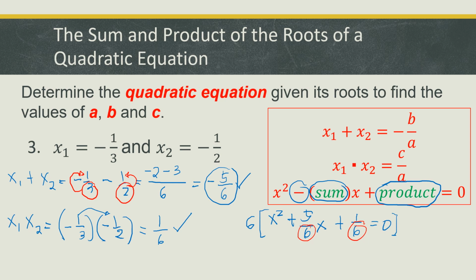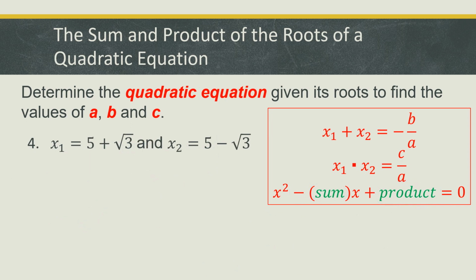Right? So 6 times x squared is 6x squared. 6 times 5/6 is 5 followed by x. 6 times 1/6 is 1. Sorry, this is 6x squared plus 5x plus 1 is equal to 0. And there, we can now have a, which is 6, b, which is 5, and c is 1. Right? Next example.